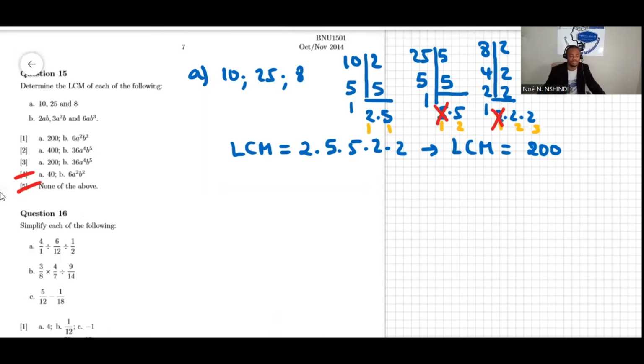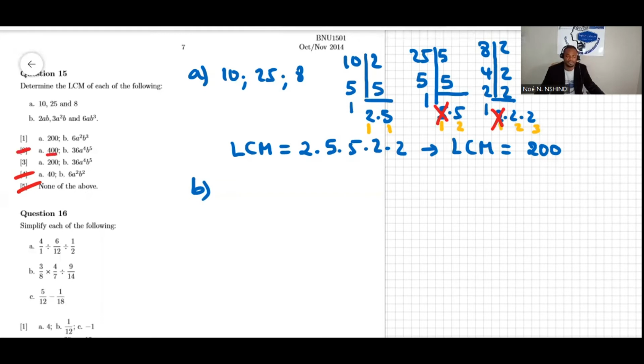Now let's work out B. Okay, I say it cannot be this and that because we found the LCM of the numbers to be 200. Here they say none of the above, so it cannot be this one. Here they say it's 40, it cannot be that one either. It cannot also be alternative 2. You know, it can also be alternative 2 because that's 400.